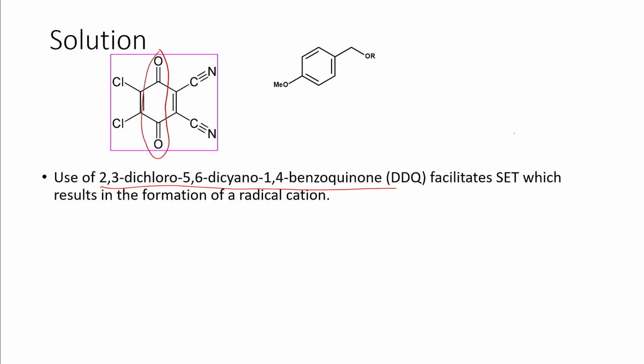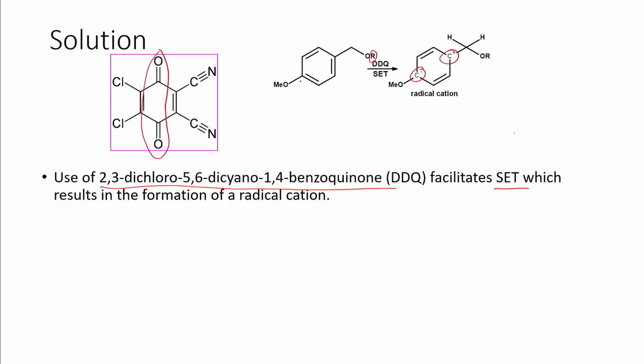This DDQ basically facilitates a single electron transfer. We have the methoxybenzyl ether as the starting material, and we have simply put an R group for the alcohol. When this undergoes a single electron transfer, one electron is transferred here, and we end up with a radical cation that is formed here, as shown in this particular case.